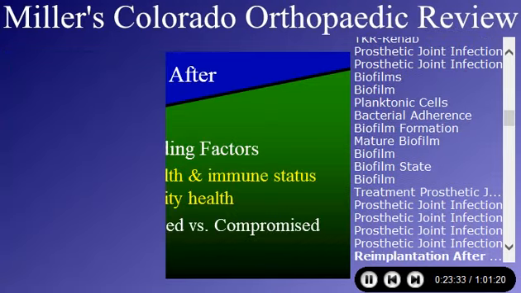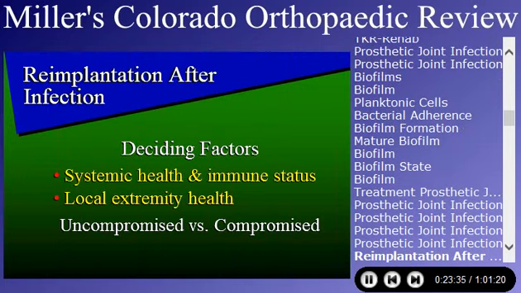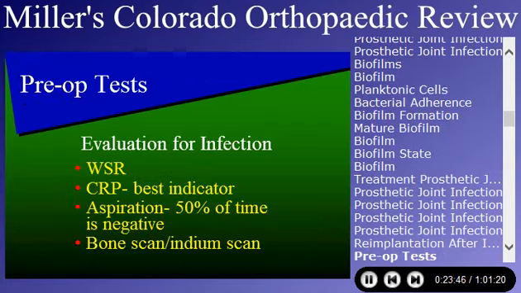It depends. The deciding factors are the systemic health, the immune status, and the local health. So if you're compromised, you may want to end up doing an amputation. If your local tissues are compromised, you might want to do a muscle flap. So it just really depends. Amputation versus reimplantation, they will guide you on the test question.